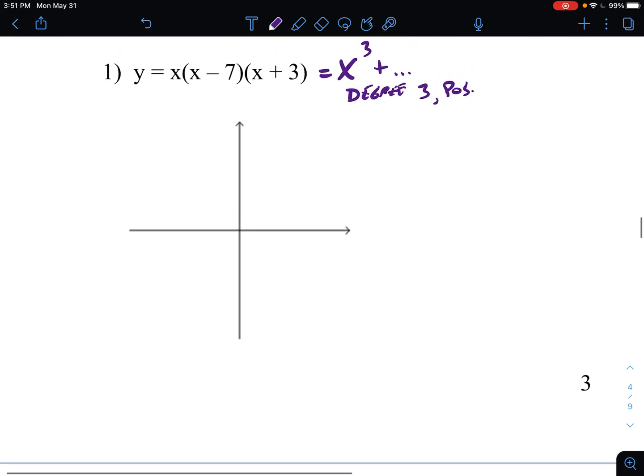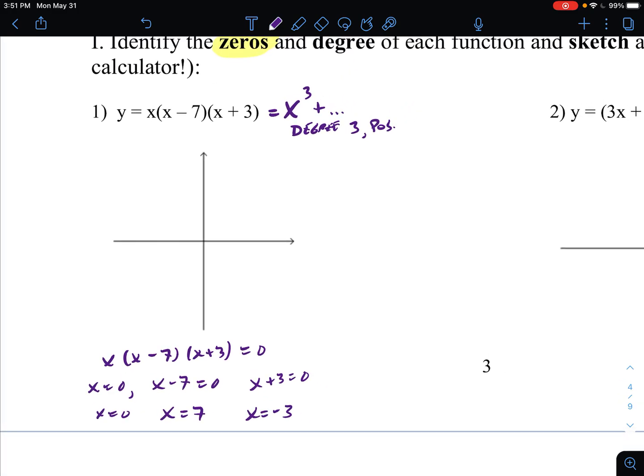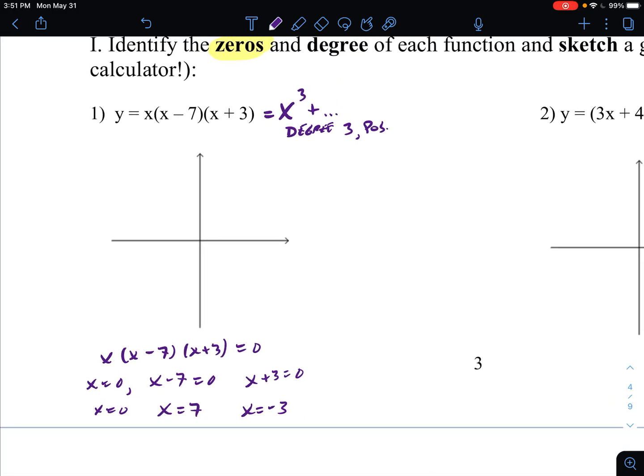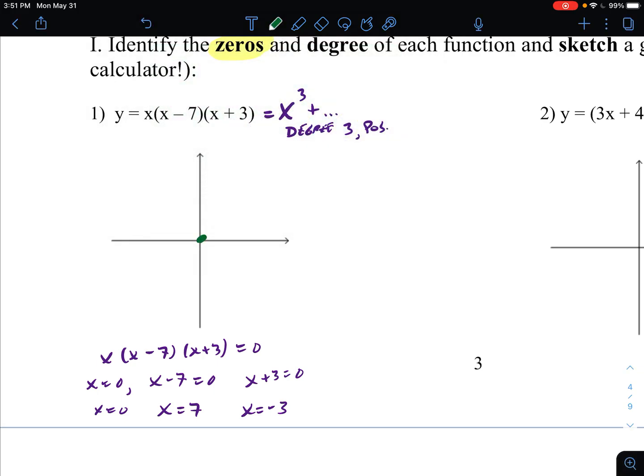Now, if I were to set this equal to 0, it's already factored, which is great. By the zero product rule, if a bunch of things multiplied together are equal to 0, then at least one of the individual factors has to be 0. And this is how we find what are called the zeros of the polynomial, or the x-intercepts of the graph. This value would be equal to 0. Y would be 0 when x is 0, or when x is 7, or when x is negative 3.